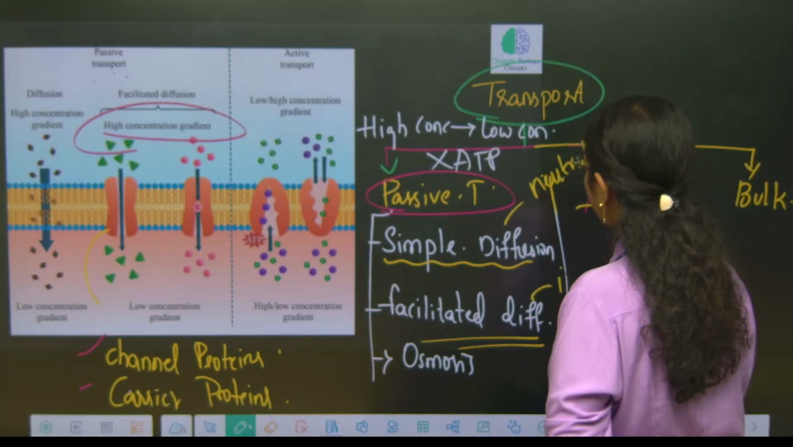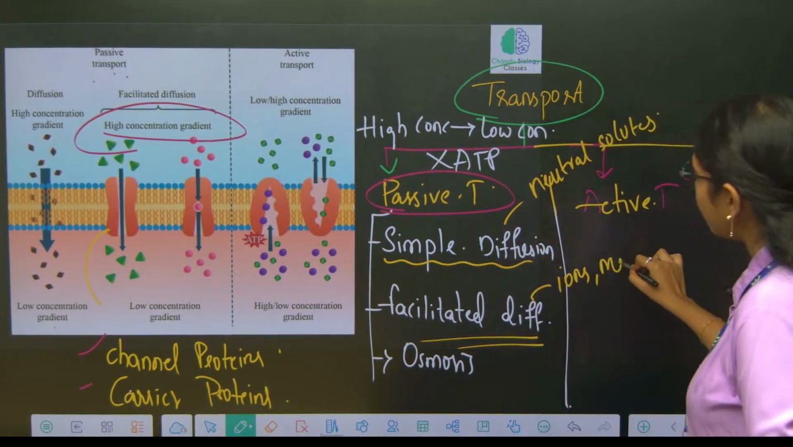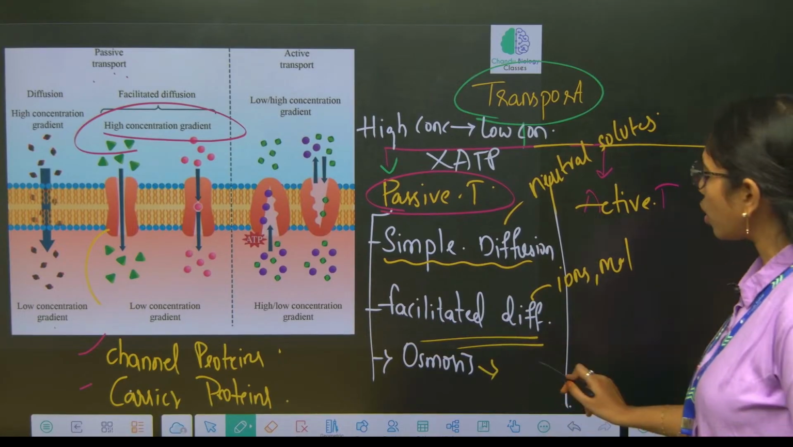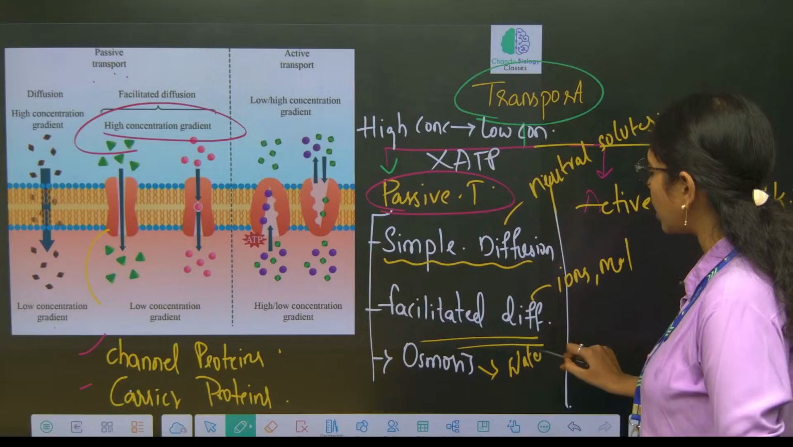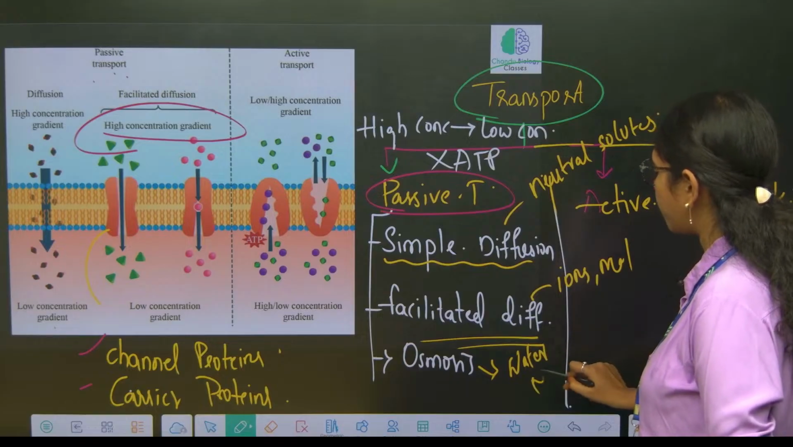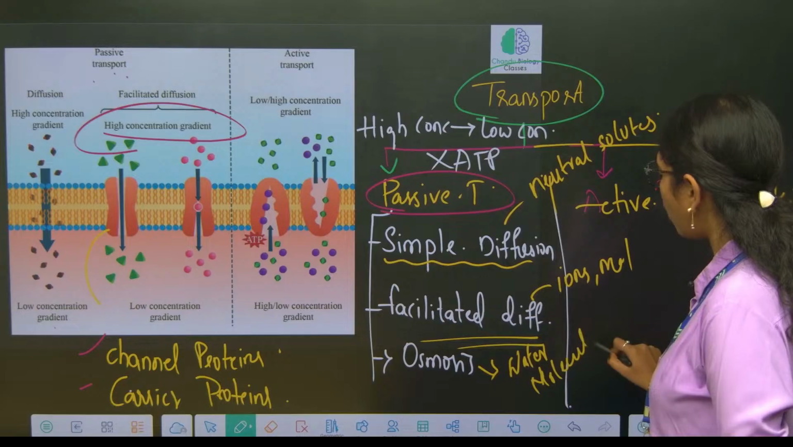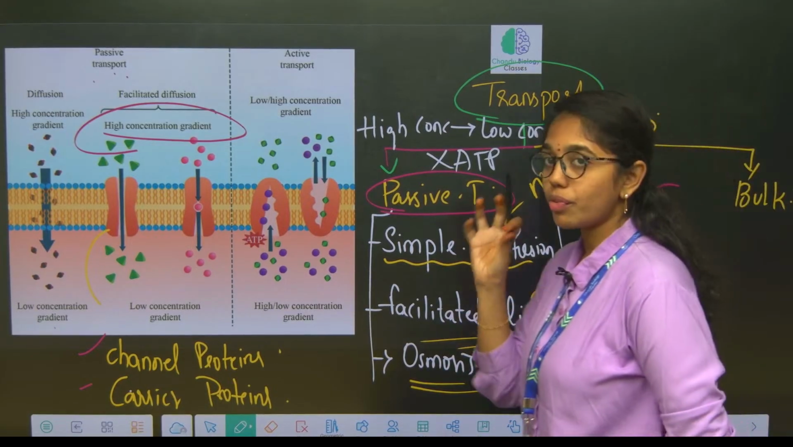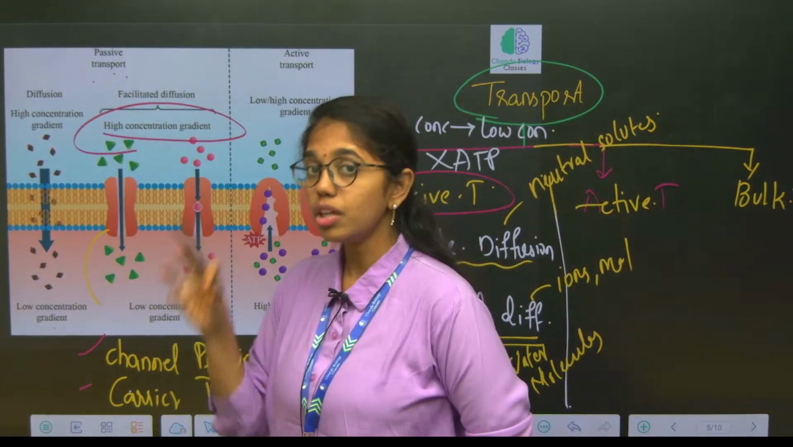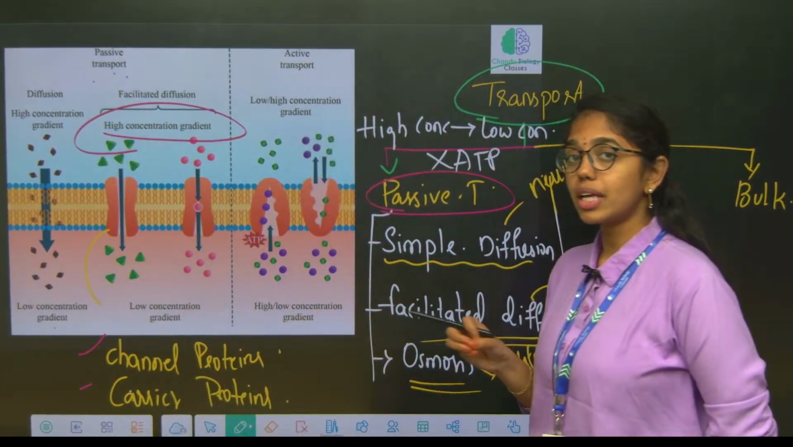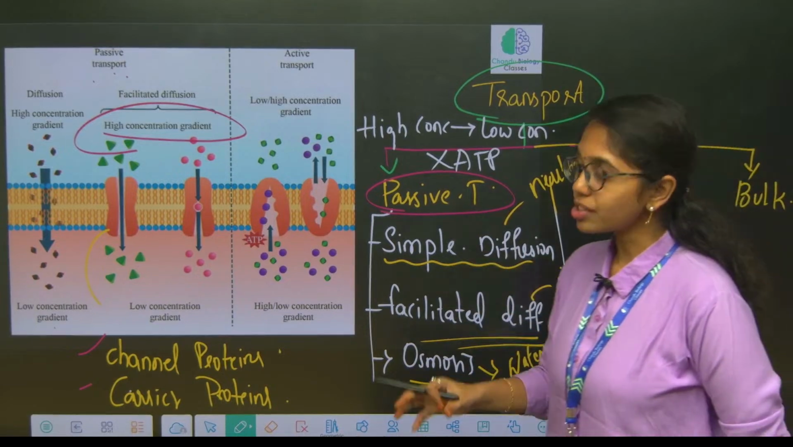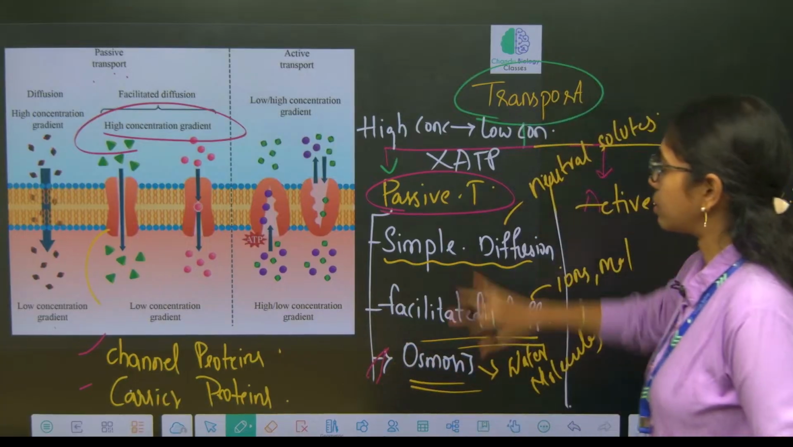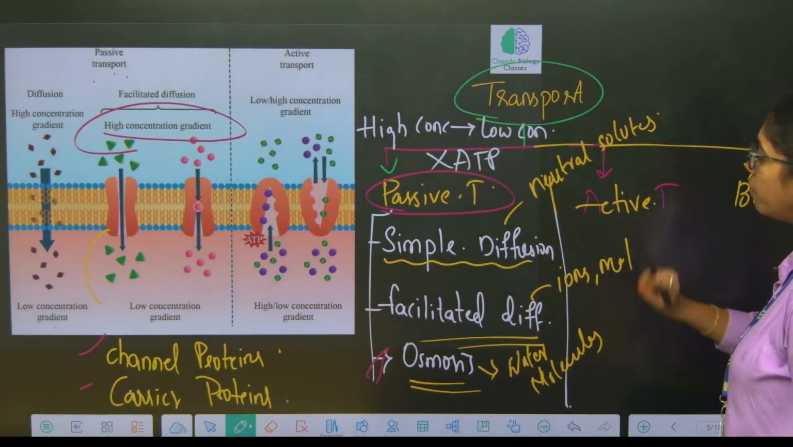Ions and molecules transport across facilitated diffusion. And transport of water molecules is mediated across what? Osmosis. Transport of water molecules is through osmosis, that is movement of molecules across the concentration gradient through the semi-permeable membrane. These are three modes of passive transport.